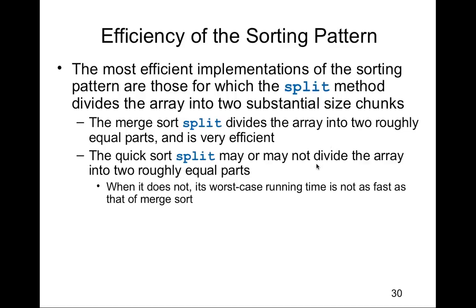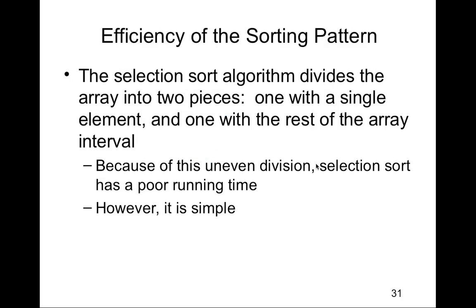And then the merge sort split divides the array into 2 roughly equal parts. The quick sort may or may not divide them into equal parts. So when it doesn't, the worst case running time is not as fast as the merge sort time, because it could be worse. Because you're playing around with the sort space, you might actually only take 1 item off. Have you really saved yourself very much time? Because you haven't divided the list very much.